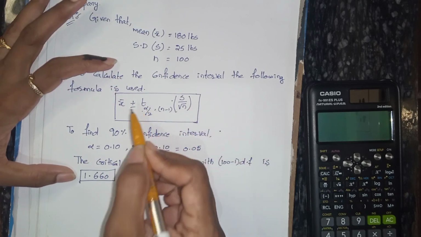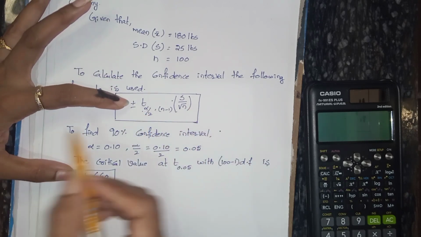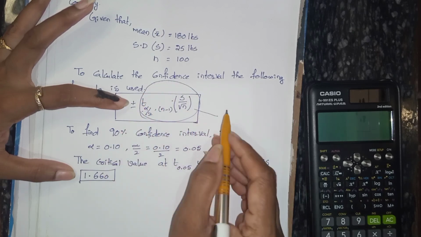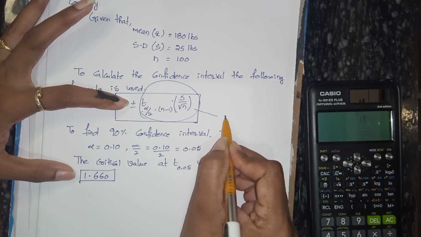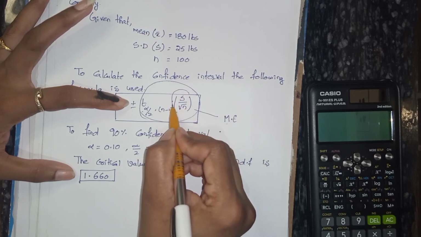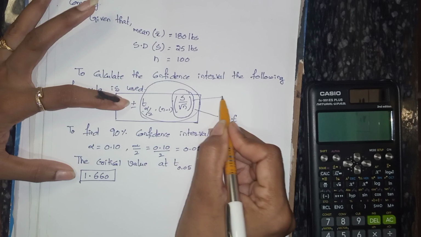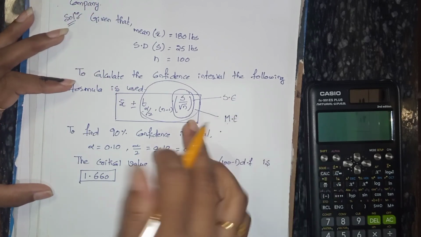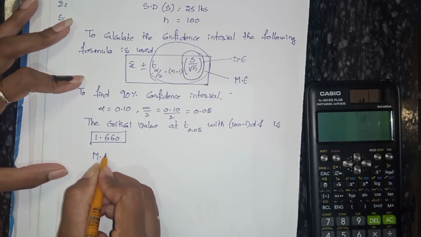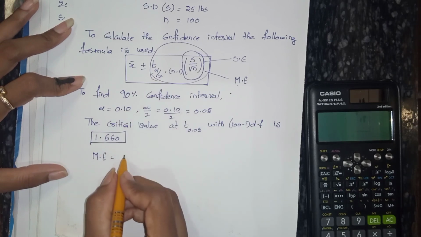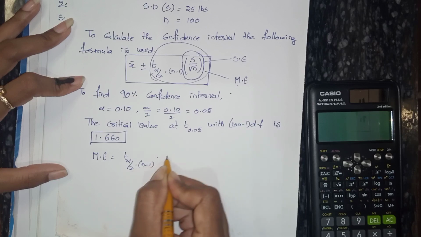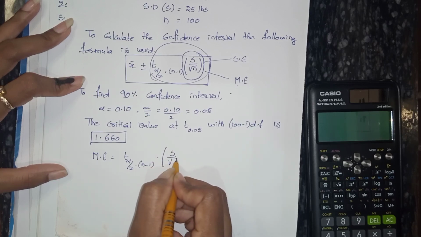If you watch my previous videos, you all know this. This term is called the margin of error, ME. Only this term is called the standard error. Now we are going to calculate the margin of error. The formula is T alpha by 2 with n minus 1 degrees of freedom into S by root n.